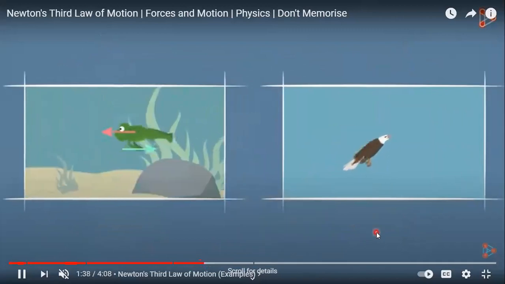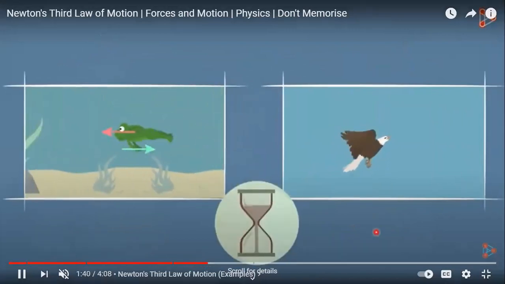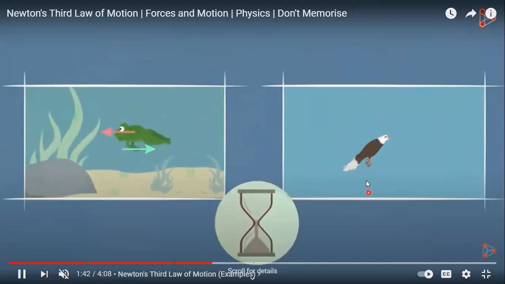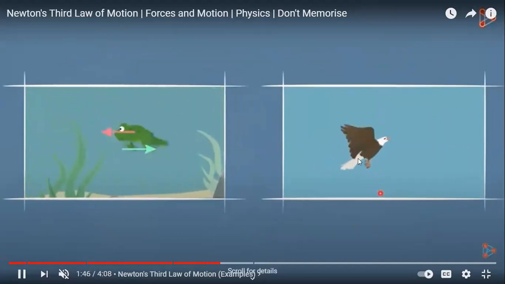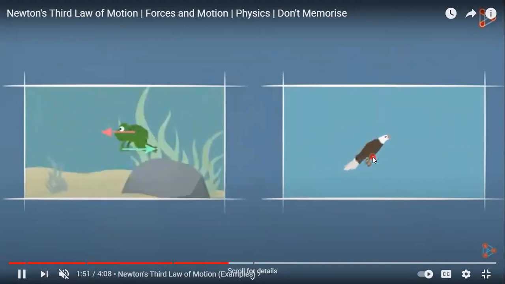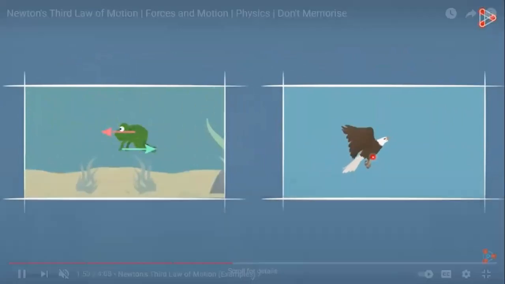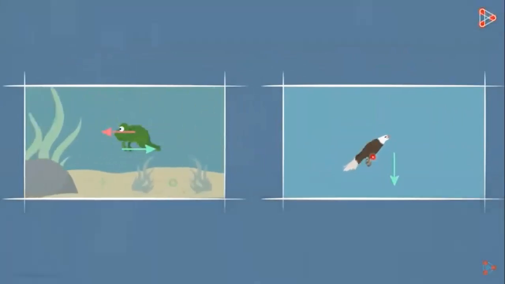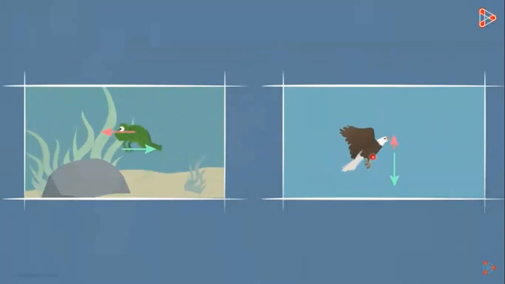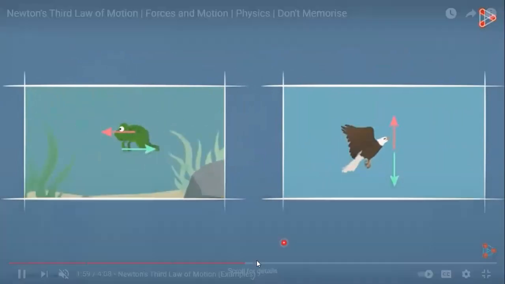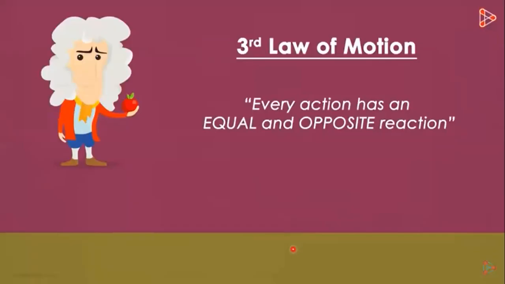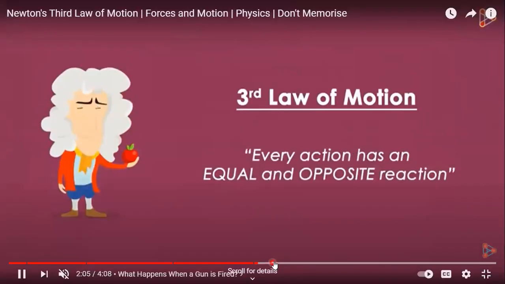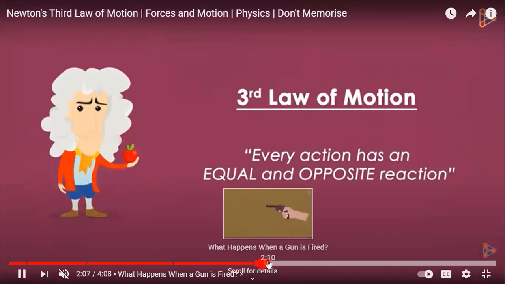Now see, there is a bird on the right side. What is he doing? Children, this bird is flapping its wings downward, so throwing the air in a downward direction. And what will happen? In return, the air will apply force in an upward direction, such that this bird can fly upward. Okay. So every action has equal and opposite reaction.